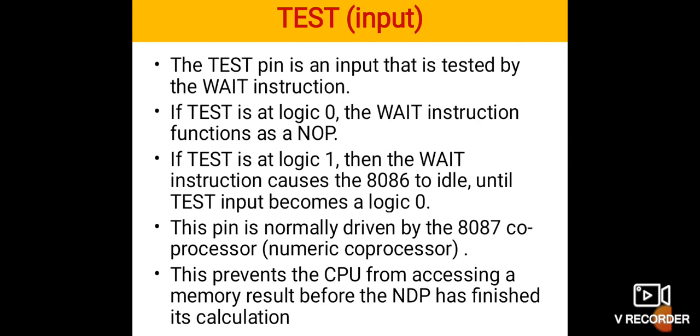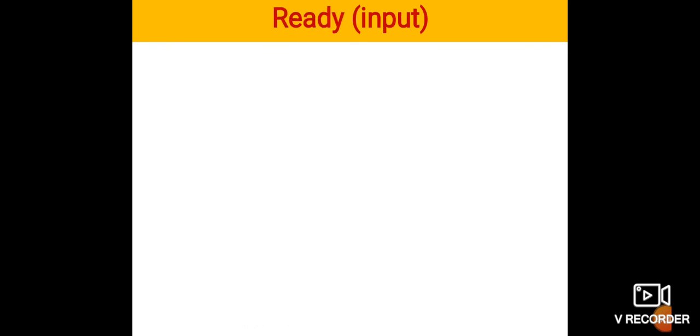Coming to the test input, this is an input which is tested by the wait instruction. If it is at logic 0, then the wait instruction will function as no operation. If it is at logic 1, then the wait instruction will make the 8086 remain idle until the test input becomes logic 0. This pin is normally driven by the 8087 coprocessor, and this prevents the CPU from accessing memory before the NDP has finished its calculation.